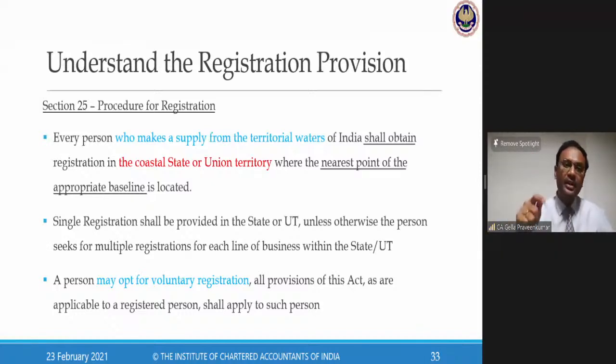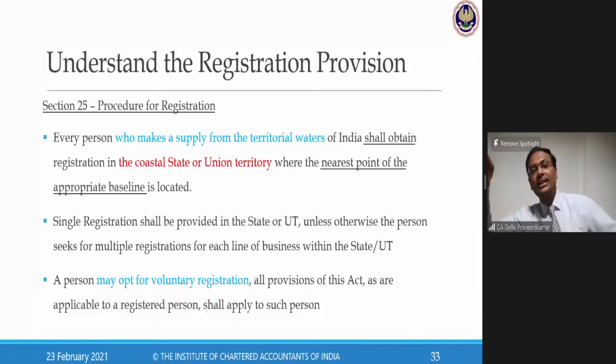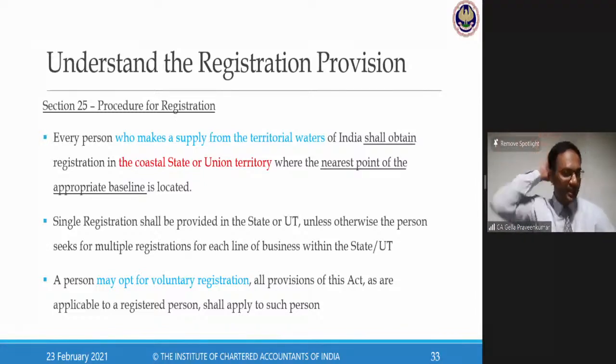Now, at that point, what section 25 says is, a person who is making a supply from the territorial waters of India has to obtain the registration in the nearby coastal state or union territory. So when you are talking about territorial waters, you need to get registration in the nearby coastal state or union territory. This is what the law says. Look, extensively the lawmaker has thought. If you are making a supply in territorial waters, please get registration in the nearby state or union territory. This is what the law says.